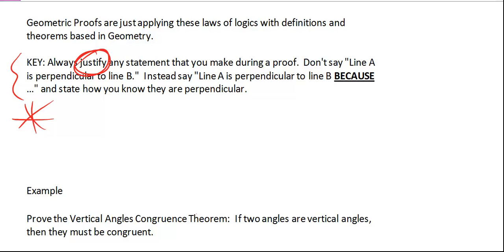And that may be because I told you that was true in the beginning. It may be because I found out that slopes were opposite reciprocal. It may be for some other thing we end up learning. But every time I make a statement, I have to justify. I have to say because or since or whatever. I have to give a reason that whatever I'm claiming is true and it must be true.